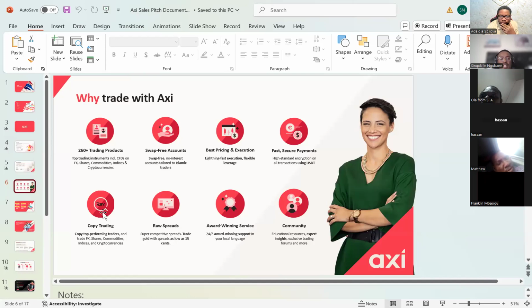And then we also have copy trading. We've partnered with Pelican. I'll share that a bit later as well. Raw spreads, award-winning services, and also we have a trading community where different traders can gather. That's the one that we launched with AXI Select. So we don't just offer funding. We also have a trading community where you can meet up or share ideas with other traders. So that's another platform that we have.